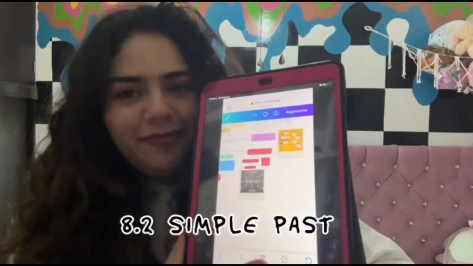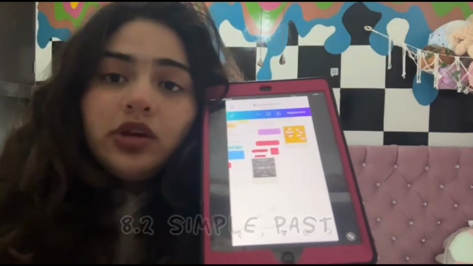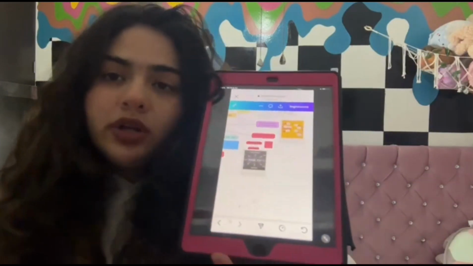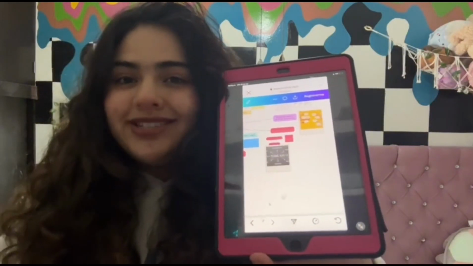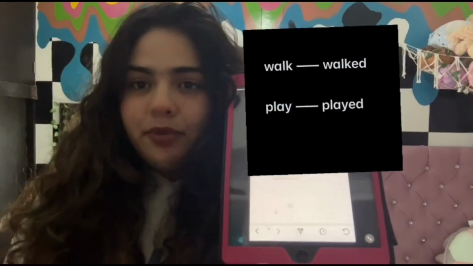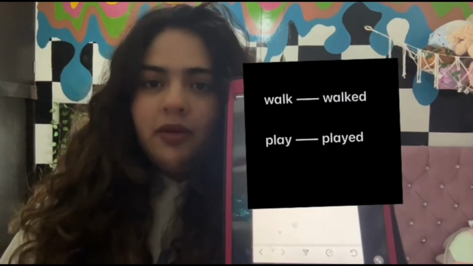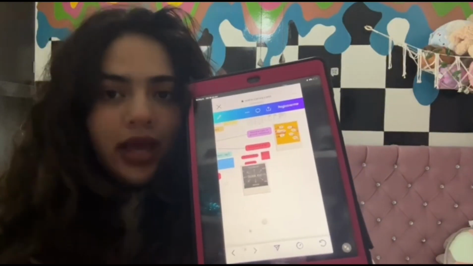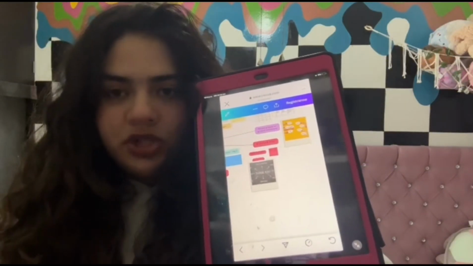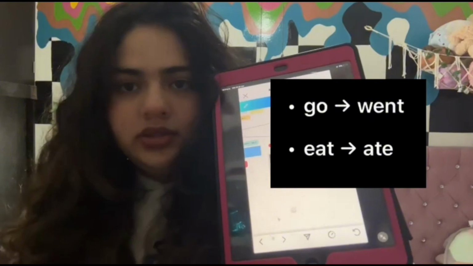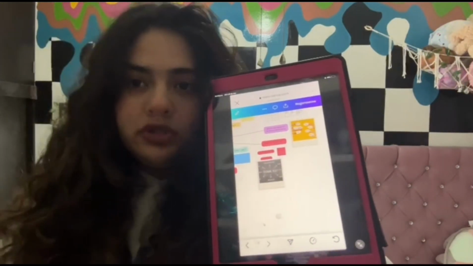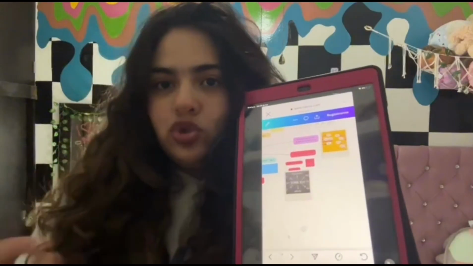Now, the topic 8.2, simple past. We use the simple past to talk about actions that are already finished. Regular verbs are easy because we just add ed at the end. For example, walk, walked, play, played. Irregular verbs don't follow a pattern. They change in their own special way. For example, go, went, eat, ate. It's like regular verbs follow the rules and irregular verbs like to be creative and different.